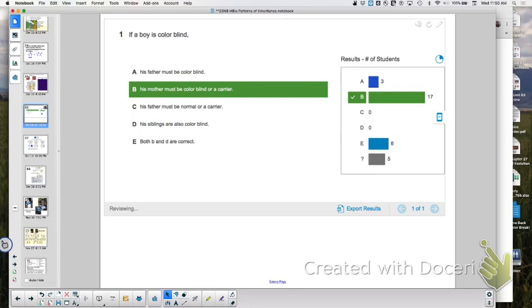6 of you said B and D are correct. So let's look at D. His siblings are also colorblind. Do his siblings have to be colorblind? No. His siblings don't have to be colorblind because it could be that the dad is perfectly normal, good X, good Y, and the mom's a carrier. So maybe the other children are not in any way colorblind, you see? So we can't determine that either. Check with your bio buddy, see if they got that right, or did they struggle a little bit.